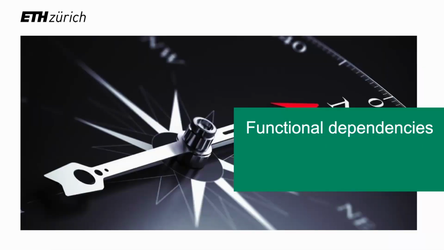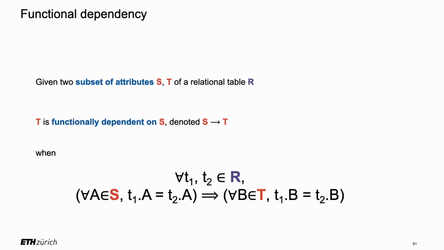So, functional dependencies. Here's the math that I'm throwing at you. Don't be scared. In order to define a functional dependency for a specific table, I need two sets of attributes. For example, ABC and DEF. But let's call these sets S and T. Again, S and T are not attributes, these are sets of attributes, several attributes. So when do I say that T is functionally dependent on S?